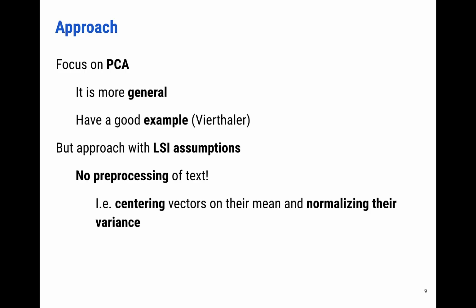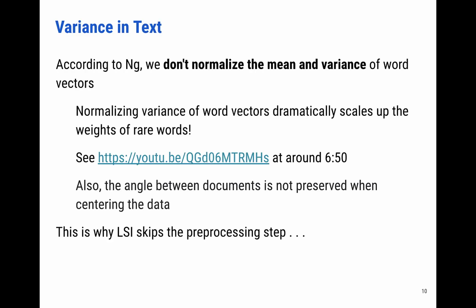And what that essentially means is that we're not going to pre-process our data. We're not going to pre-process the document term matrix, which is what you typically do in PCA. By pre-processing, I mean that you normally center your vectors so that the mean is 0, so they all have the same mean, and you normalize their variance. We're not going to do any of that because that actually has problems in the area of text.